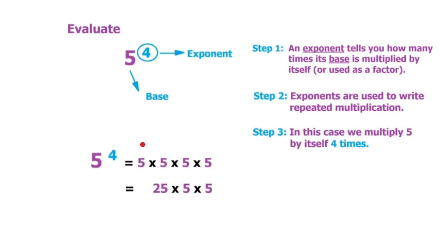Now we could just start multiplying this out. We know 5 times 5 is 25, and then we carry down the rest of the expression. Then we can multiply 25 times 5, which gives us 125. And then finally we multiply that by 5, and the final answer is 625. And that's how you do exponents.